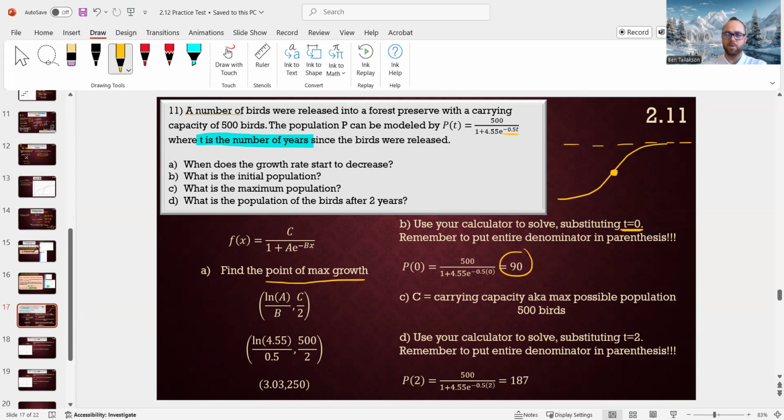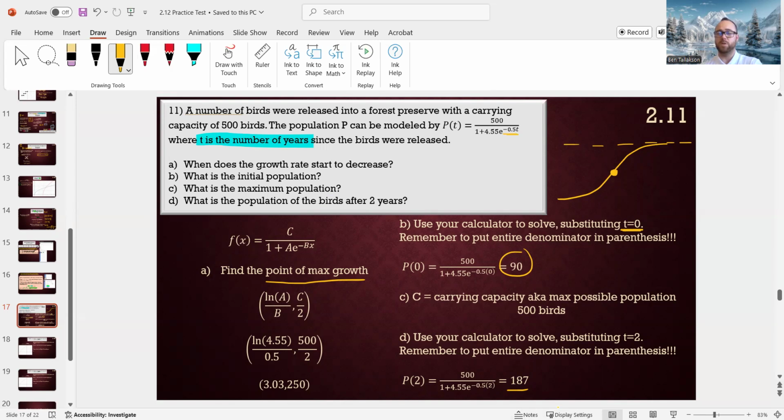Just be careful. When you plug this in on your calculator, if it's a handheld, you want to make sure to put parentheses around the entire denominator, or you'll get the wrong answer. I always recommend using the Desmos scientific calculator because it's going to look exactly like this. If you did it right, you can visually check that. So after 2 years, the population is 187.